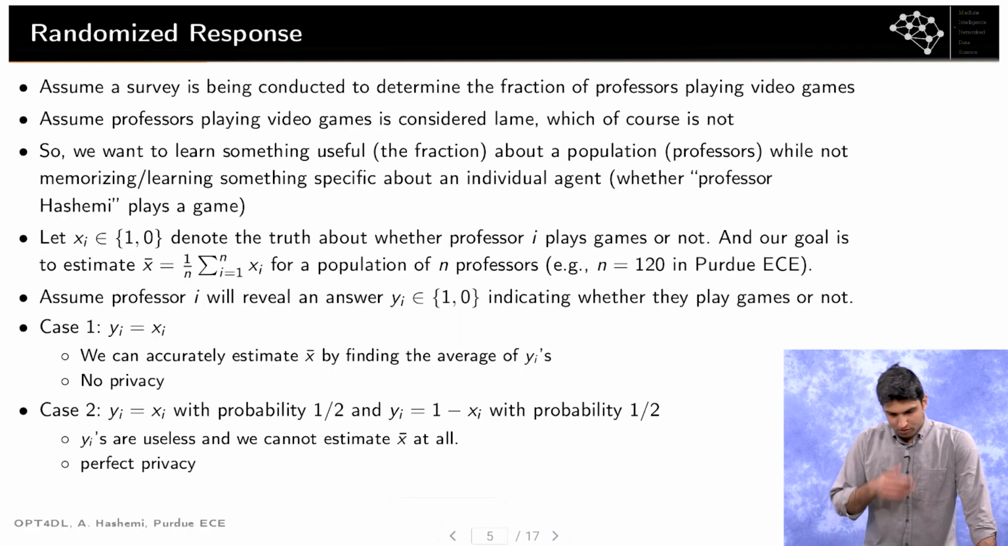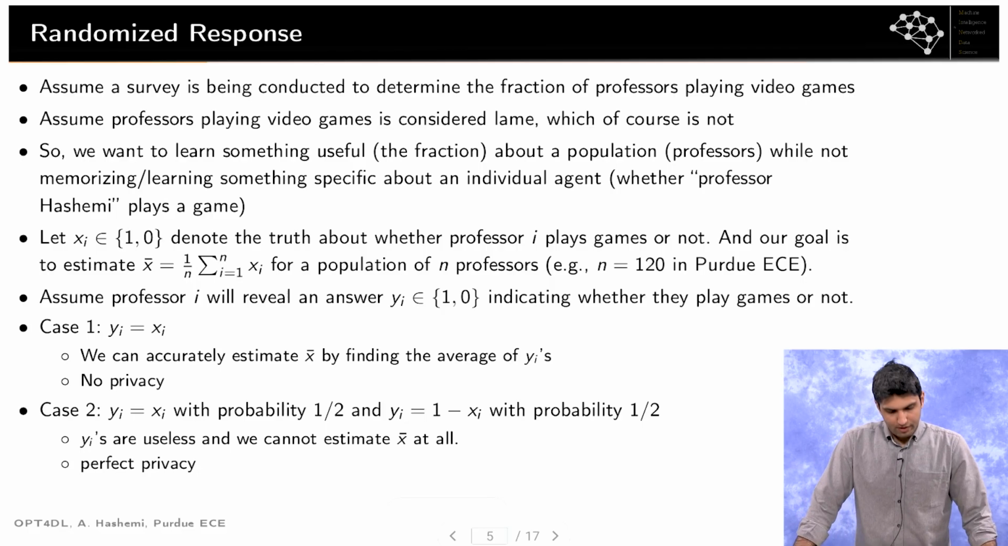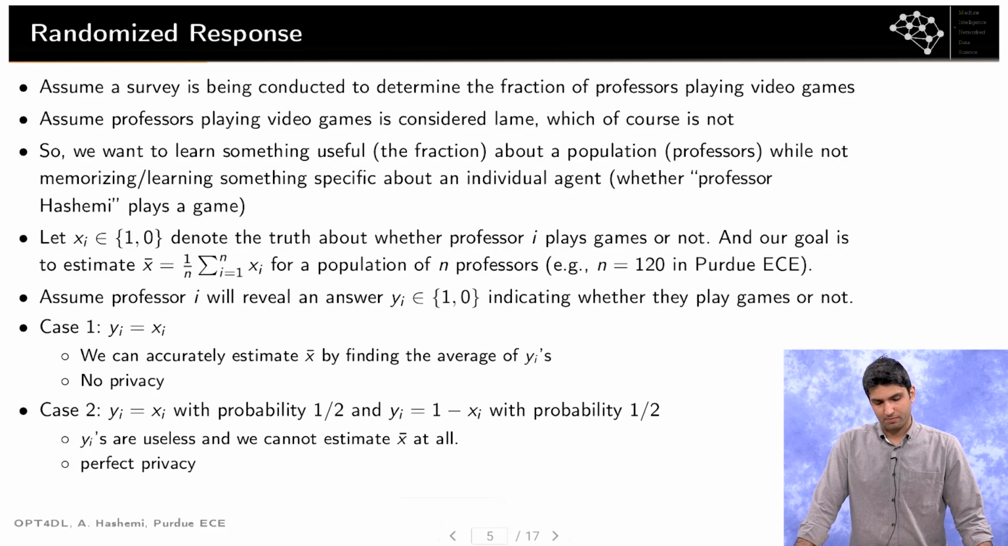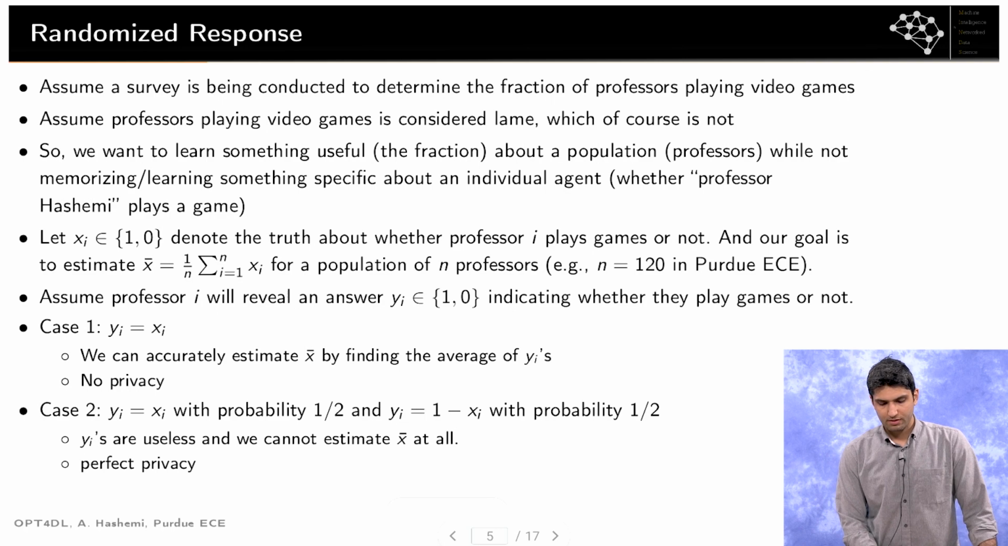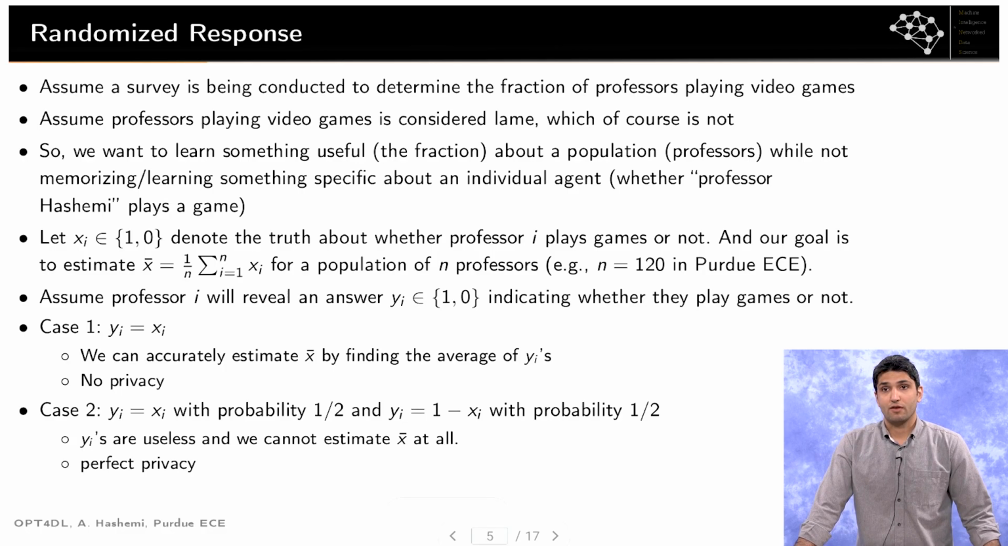All right. To see this, let's start with a simple classical example that is referred to as randomized response. Let's assume that we are conducting a survey to determine the fraction of professors playing video games. This could be considered lame, which in my view is not. Someone participating in this survey may not be fully truthful, or they may worry about the response they are providing.